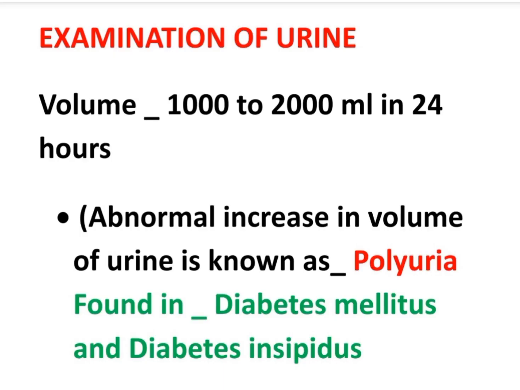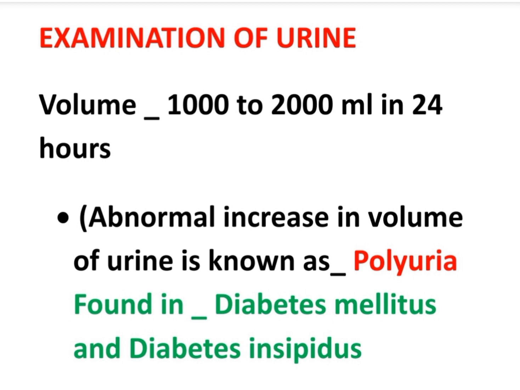Friends, in this video we can see some important points for exam. And today's topic is examination of urine, that is mainly the characteristics of normal urine and characteristics of abnormal urine we can see in this section. And first is volume of urine.